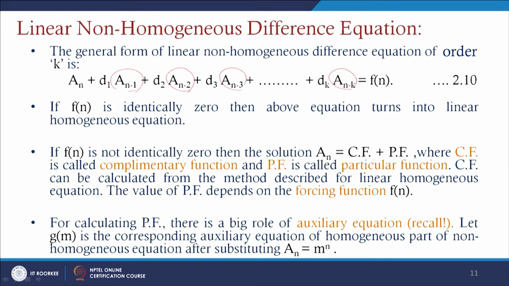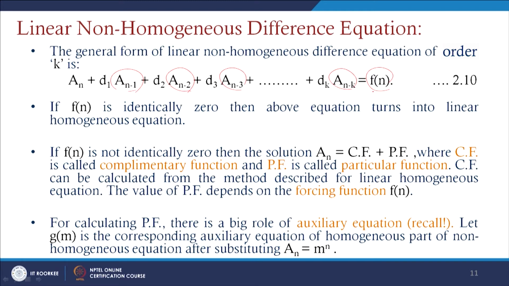This complementary function can be calculated from the method described for linear homogeneous equations. But the particular function depends on the forcing function f(n), since f(n) represents the right hand side of this equation. For calculating the particular function, the auxiliary equation plays a big role. You already know the auxiliary equation.